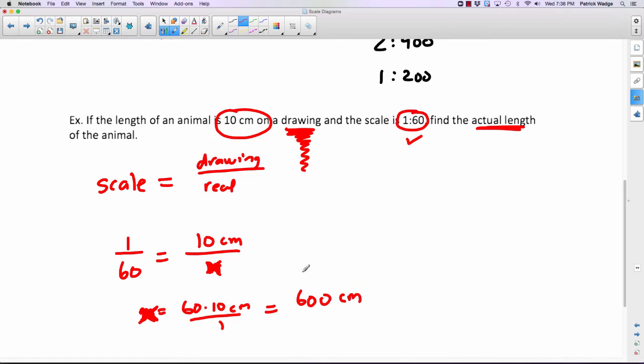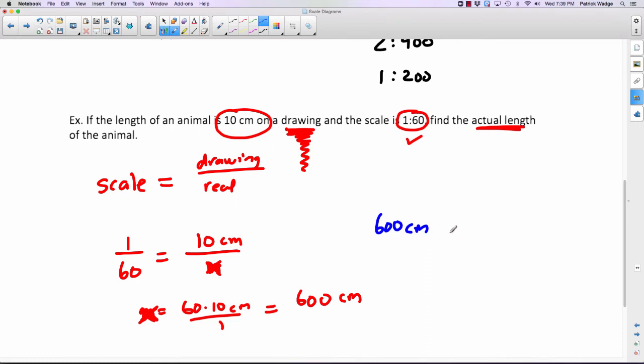The length of the animal is 600 centimeters. It's not wrong, but it's not often you'd say to someone, "Oh, look at that animal over there. It's 600 centimeters long." You'd probably put it into what unit? Meters. So here's what you've got to remember from last day. How do you switch 600 centimeters into meters? Remember how to do this?